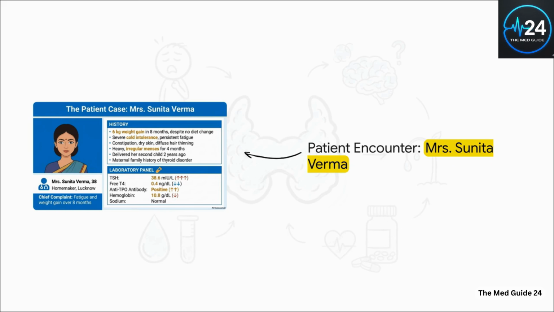When her laboratory panel comes back, it completely confirms our clinical suspicion. She has a sky-high TSH of 38.6, a severely low free T4 of 0.4, and she's positive for anti-TPO antibodies. Plus, her hemoglobin is running a bit low at 10.8.